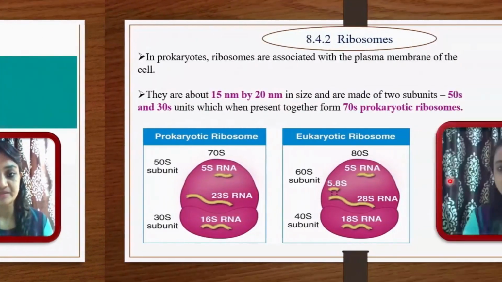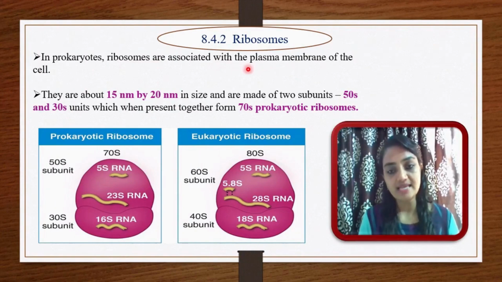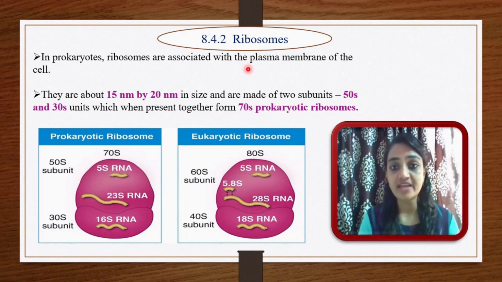Now let me start the second topic, and that is ribosomes. In prokaryotes, ribosomes are associated with the plasma membrane of the cell. As we learned in the previous lecture, ribosomes are found in both eukaryotic and prokaryotic cells. But when you study the prokaryotic ribosome, it is attached to the plasma membrane. They are about 15 nanometers by 20 nanometers in size and are made up of two subunits.